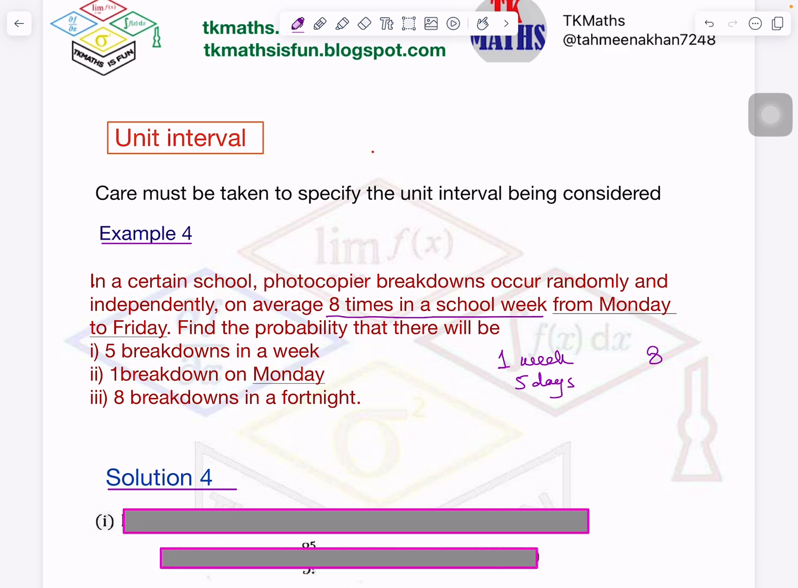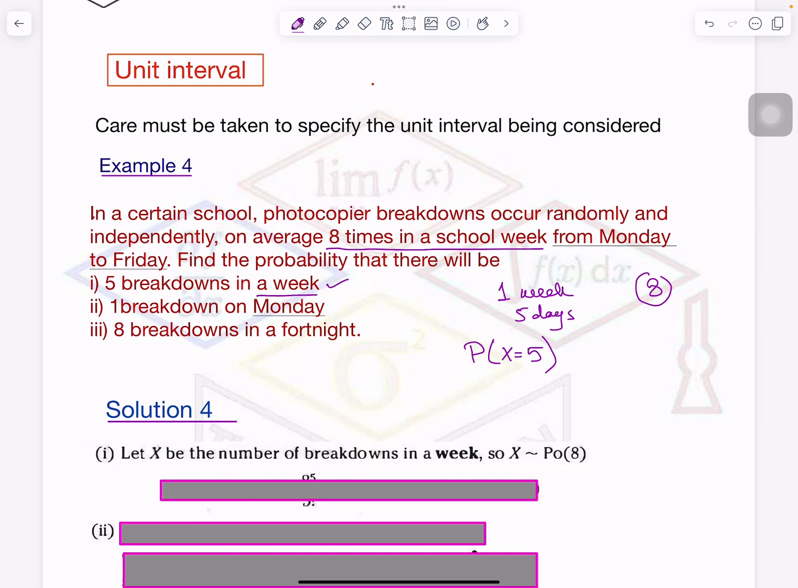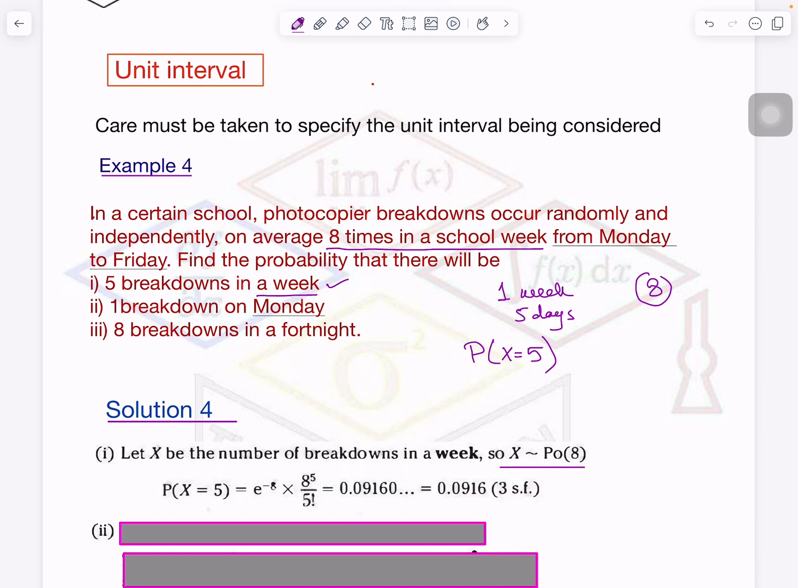Now part 1 is asking about the probability that there will be a breakdown 5 times in a week. It means you will calculate the probability of x equals 5, and it is about a week, so your lambda will remain the same, which is 8. Let me show you the solution. Don't forget to write the probability distribution properly because it carries 1 mark most of the time. After that, you know the formula. What is the formula for the Poisson distribution? e to the power minus lambda, lambda to the power x over x factorial. The same formula is applied here.